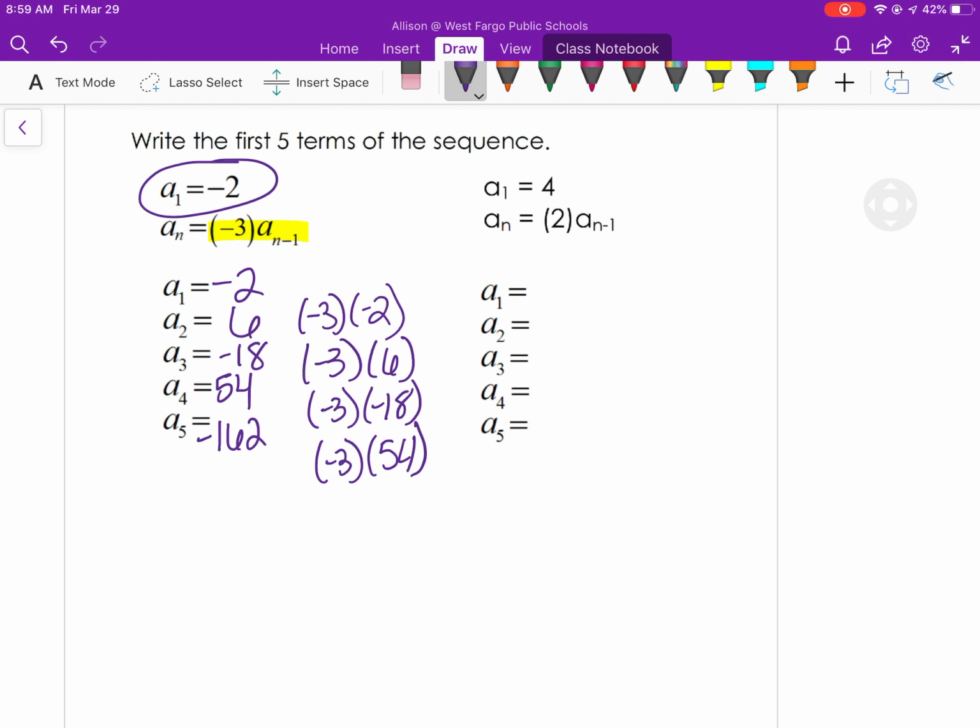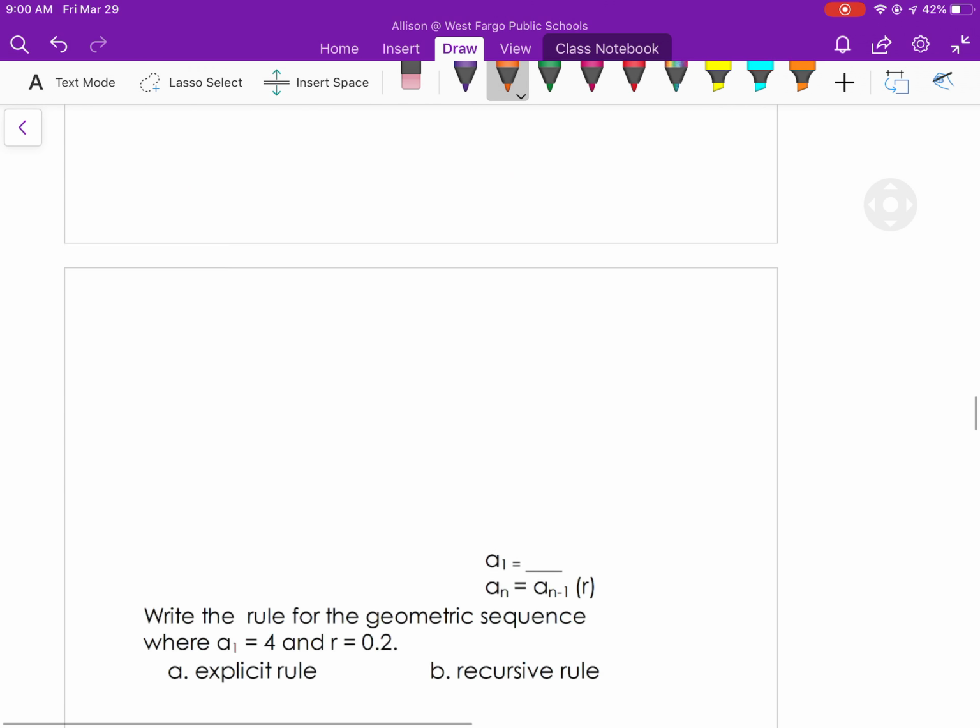So it's really that simple. Over here, the first term is 4, and then it's 2 times the previous term. So you're just multiplying the term before it by 2. So 4 times 2 is 8, 8 times 2 is 16, 16 times 2 is 32, 32 times 2 is 64. So recursive rules are really easy to use. You just use the previous term, but you have to go in order.